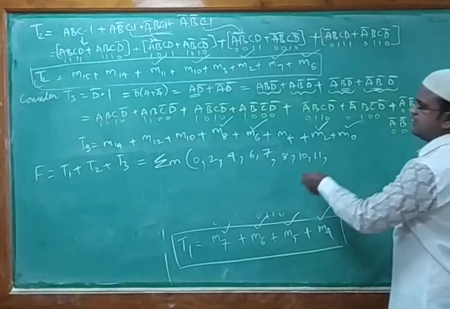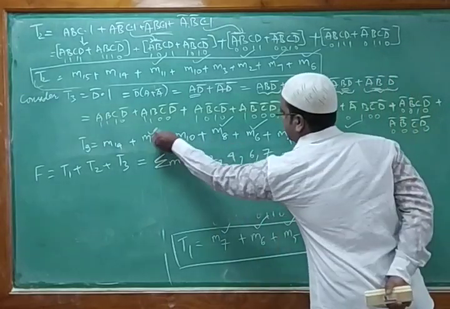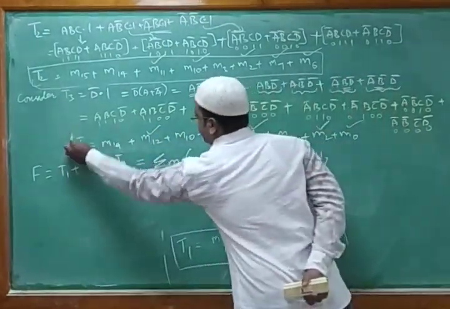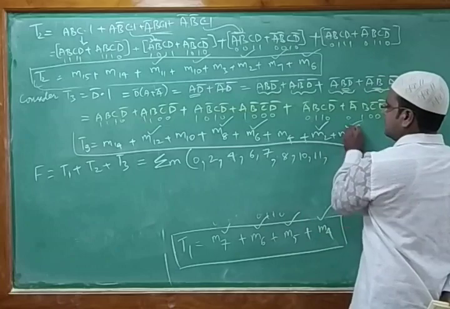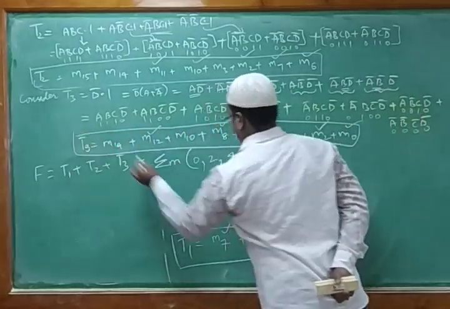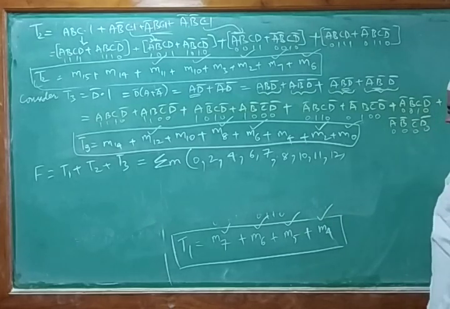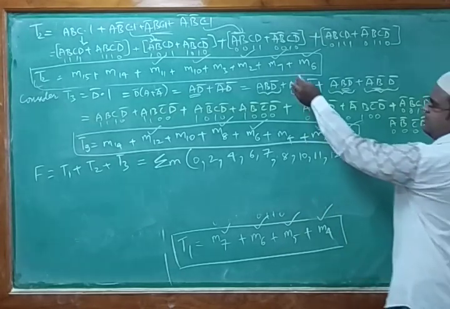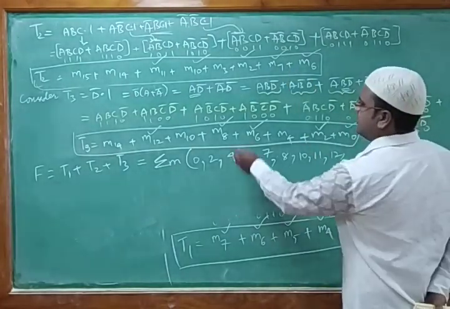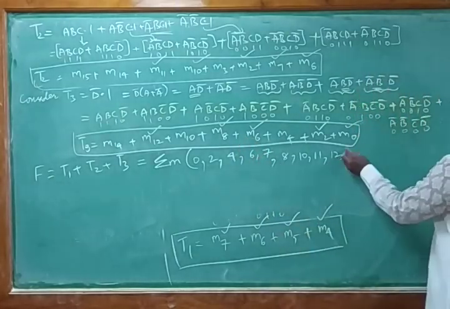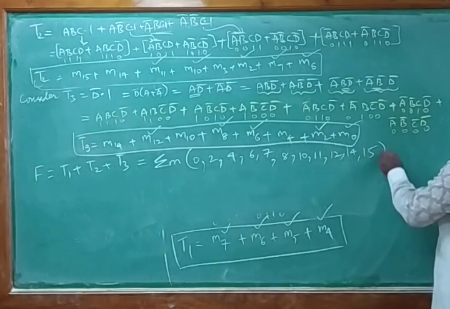Next, do we have 12? 12 is not there in this term. Do we have 12? Yes, 12 is there in term 3. This is your 12. Next, 13. Do we have 13 anywhere? In this it is not there. In term 2 also 13 is not there. Term 3 also does not have 13. Next, 14. Yes. Next is 15.